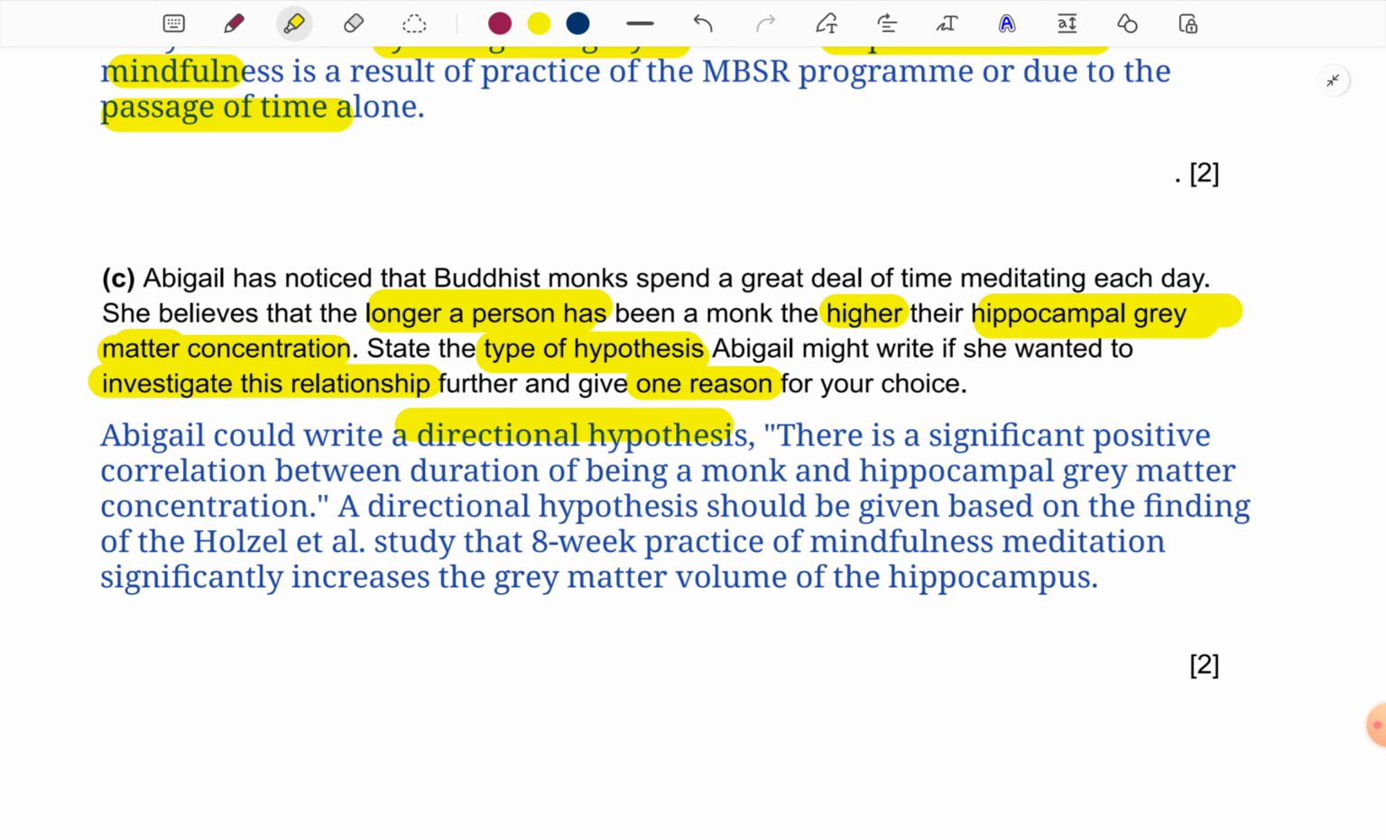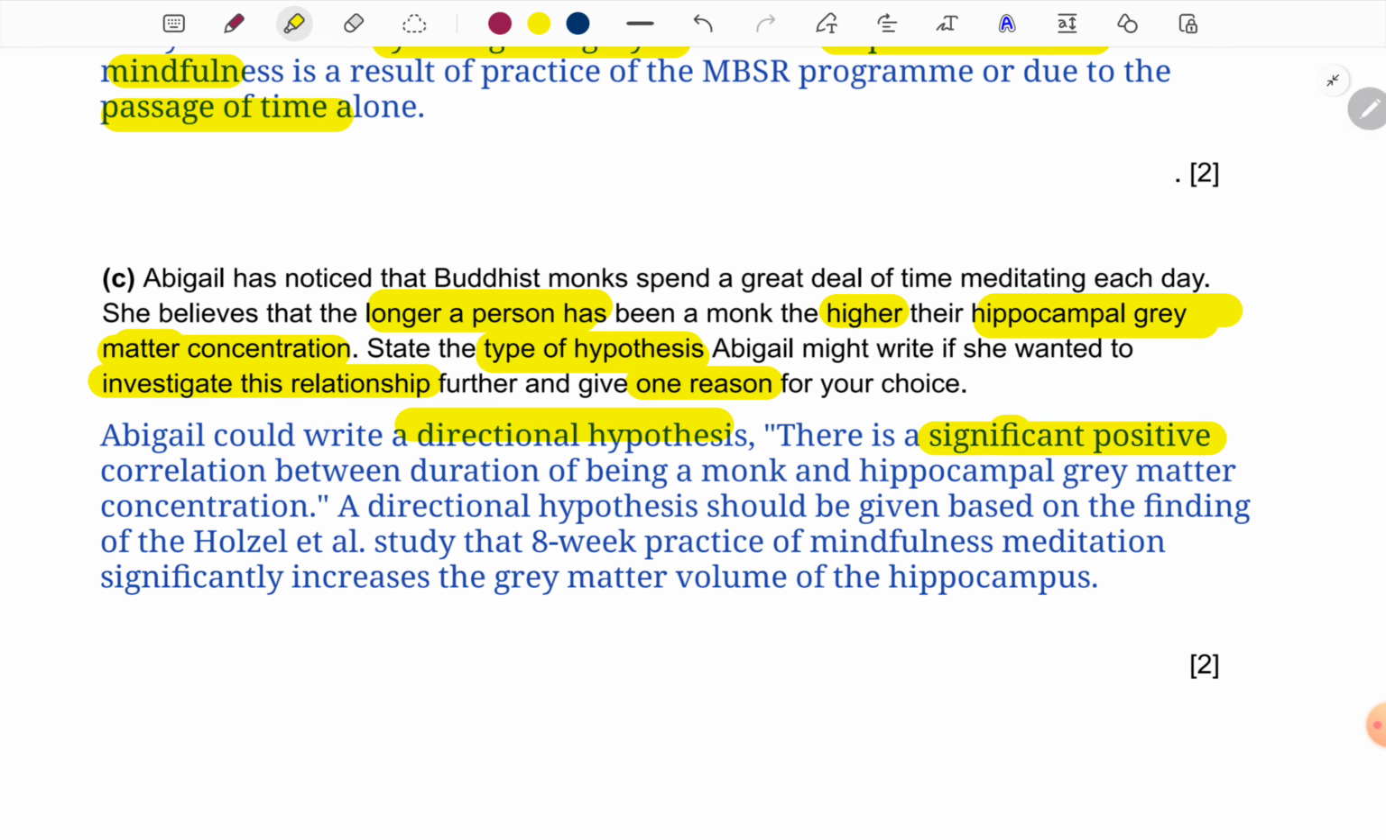So how some students would mistakenly put it is, as compared to monks who do not practice much each day, monks who do practice show an increase in gray matter concentration. They have not asked you for a comparison or difference. You're not to compare two groups. So your standard correlational hypothesis, which you've learned how to write, you have to answer in that way.